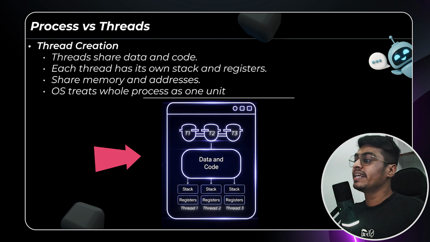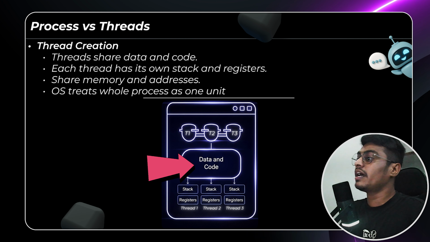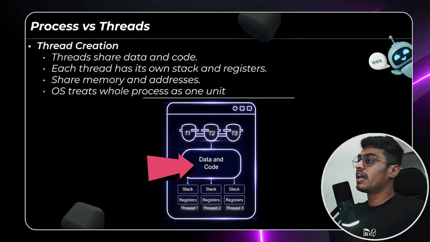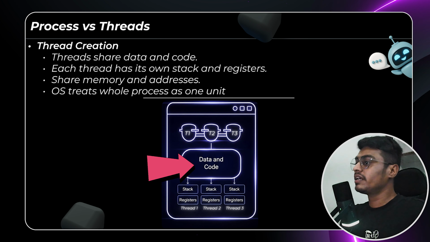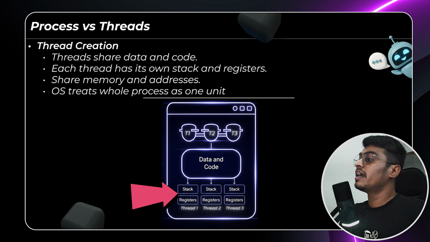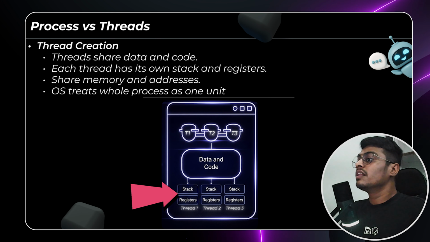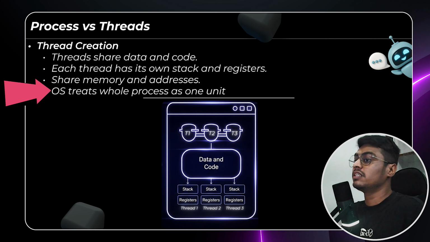Now what is thread creation? When we create threads within a process, all threads share the same data and code, but in process creation there were different code and different data. In thread creation, all threads share the same data and the same code, but each thread has its own stack and registers. Threads share memory and addresses. The operating system considers the whole set of threads as one unit.